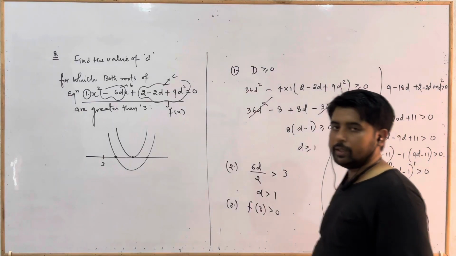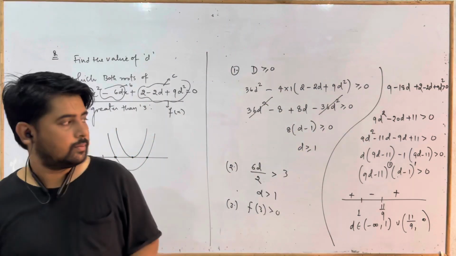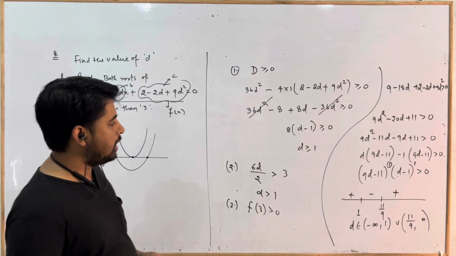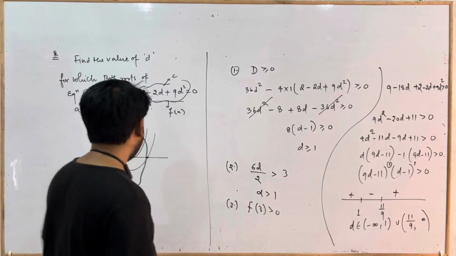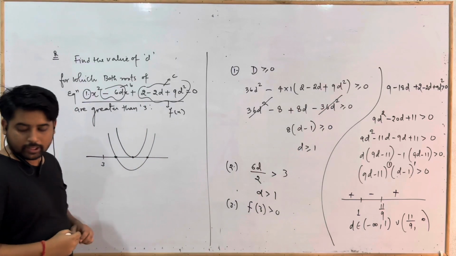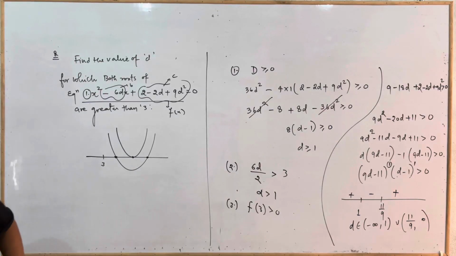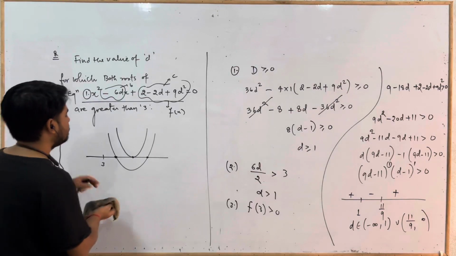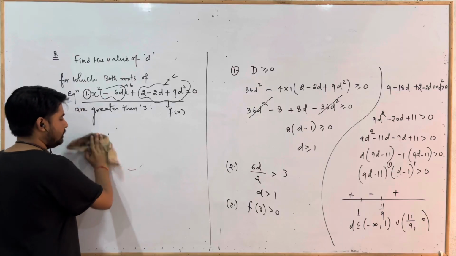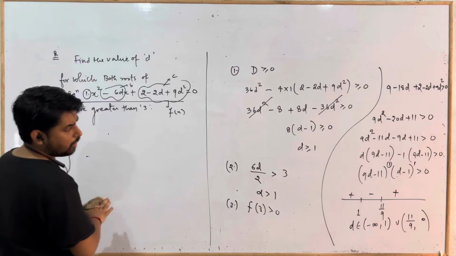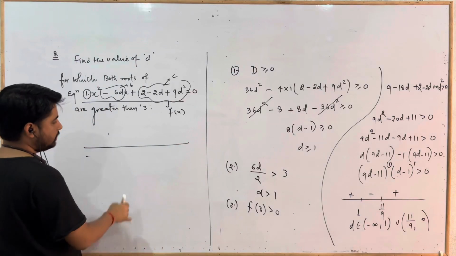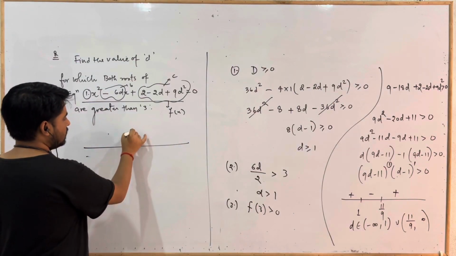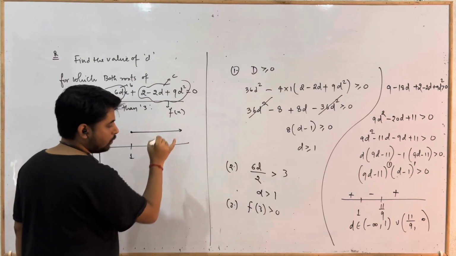These are the three cases. After solving these three cases, what I will do? I will take the intersection. So it's very clear that for intersection you can use the number line. So look at here. The first case is what? D is greater than or equal to 1. Let's suppose this is the 1 here. So D is greater than or equal to 1 here.